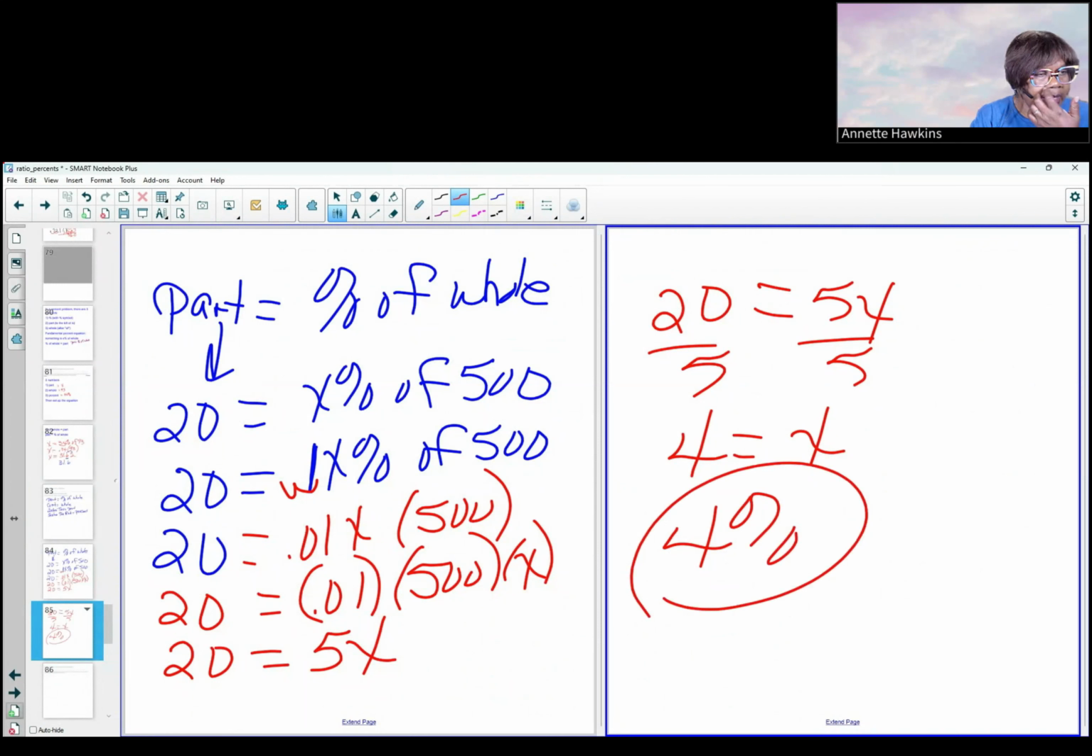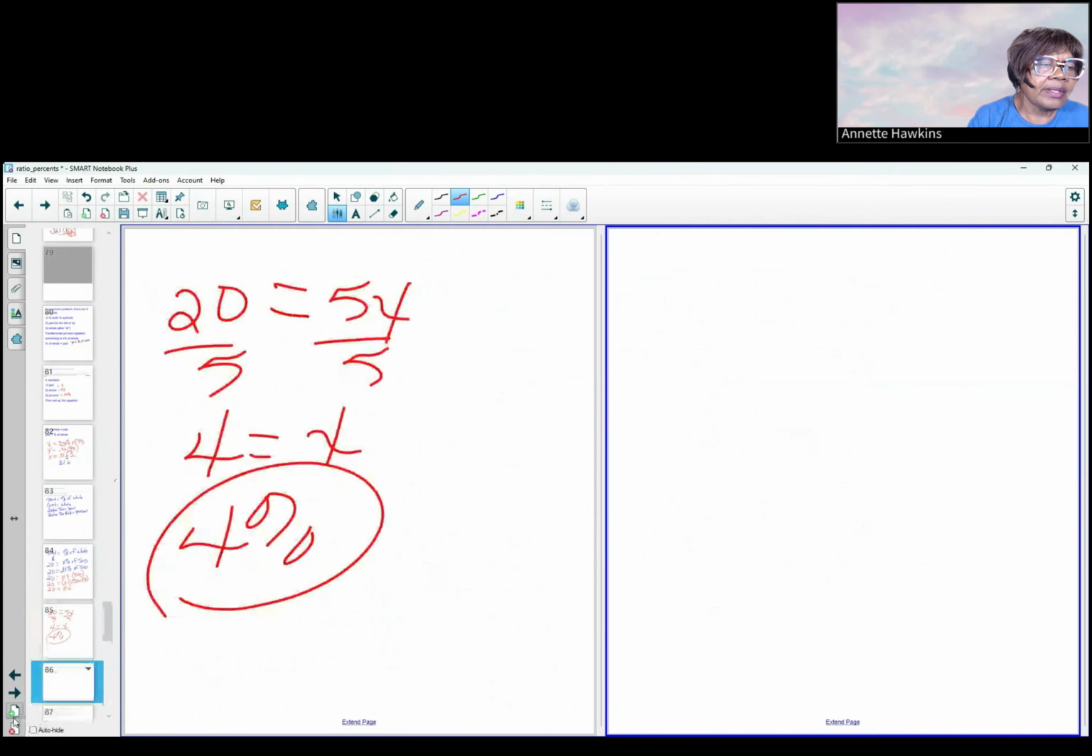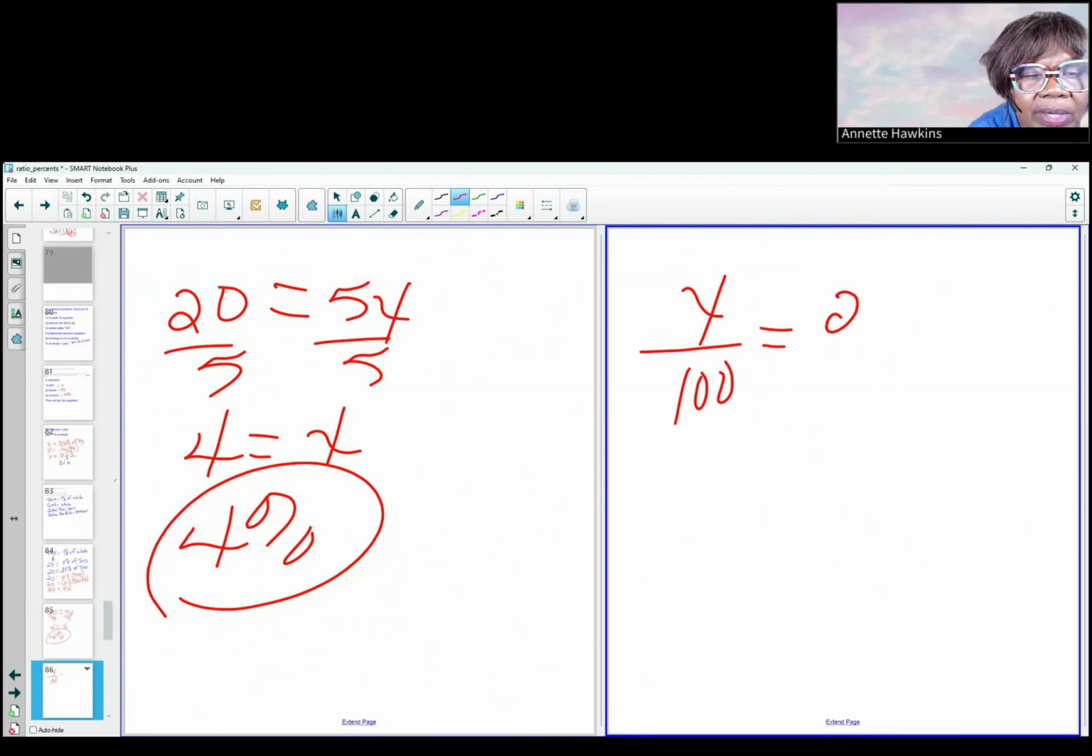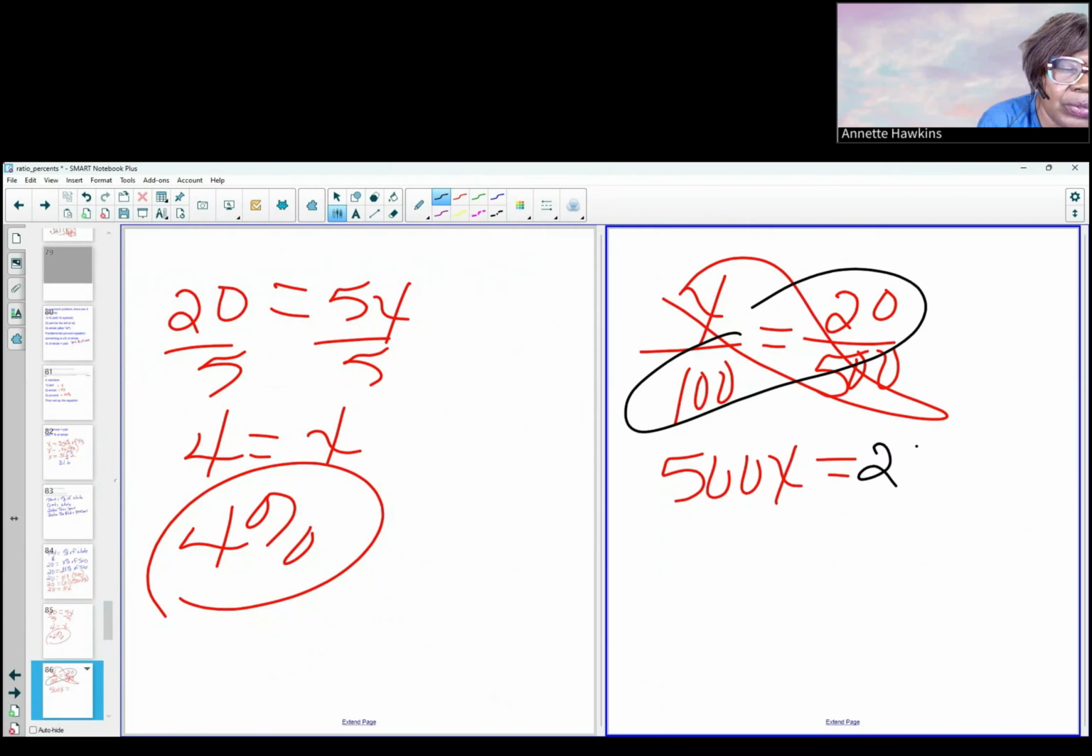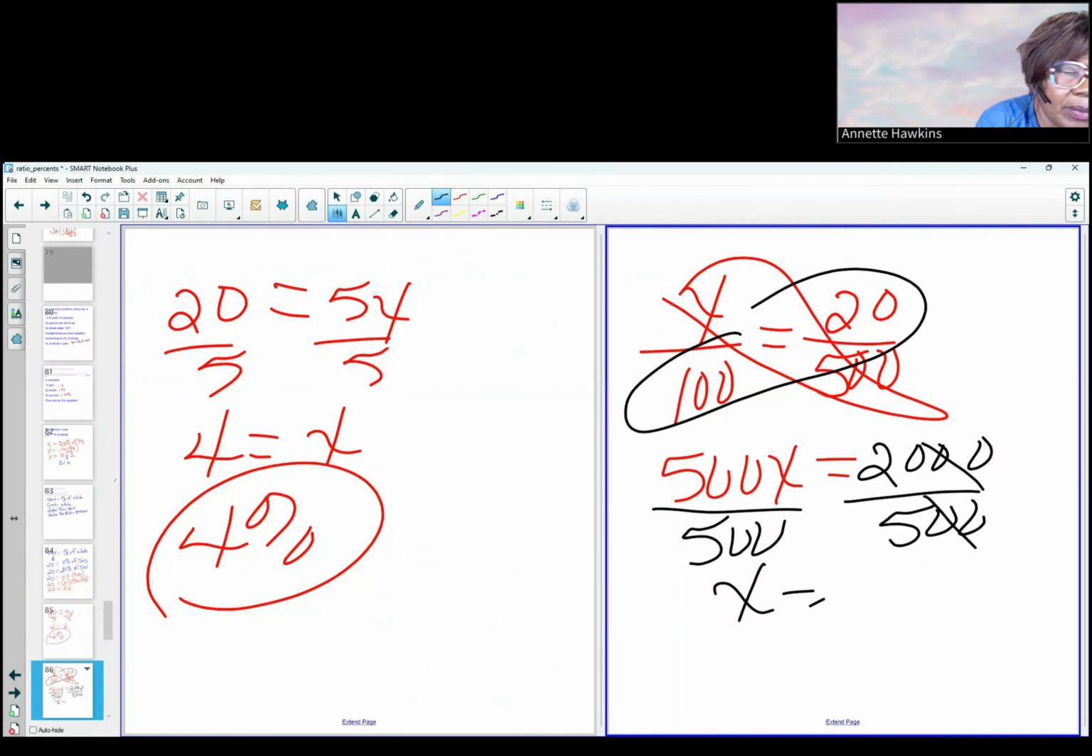Now, remember, you can also set this up as a proportion. It just depends on what you like. If we set this up as a proportion, we would have X over 100 equals 20 over 500. So 500X equals 2,000. Divide by 500, and we get 20 over 5, which is 4%.